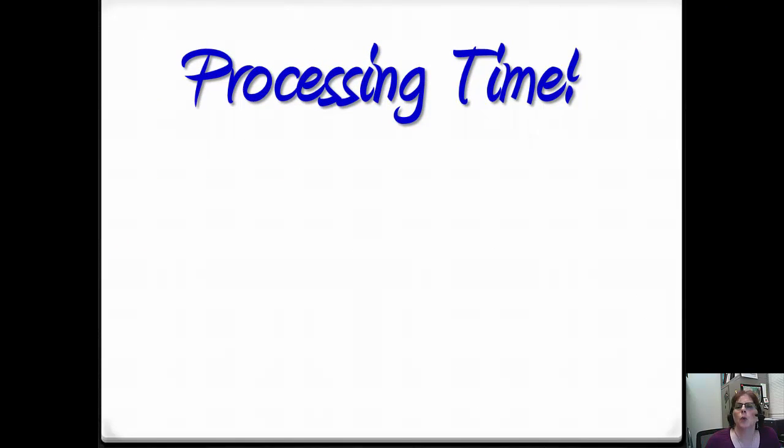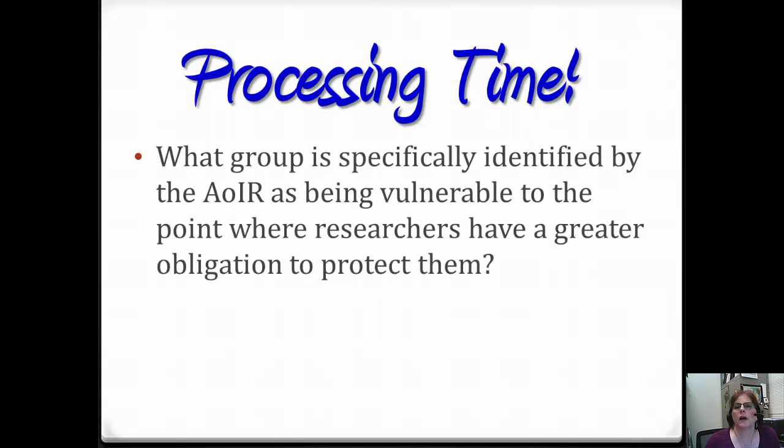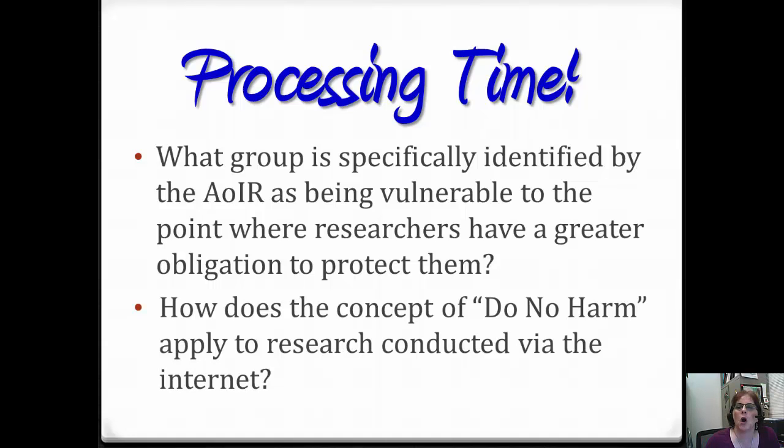Processing time. What group is specifically identified by the Association of Internet Researchers as being vulnerable to the point where researchers have a greater obligation to protect them? And how does the concept of do no harm apply to research conducted via the internet? And as you now know, there are benefits and drawbacks of all of the research data collection methods, but internet research has some unique challenges.